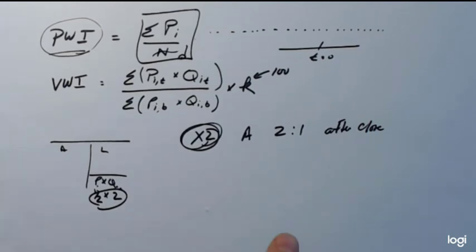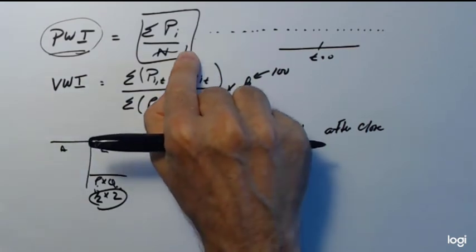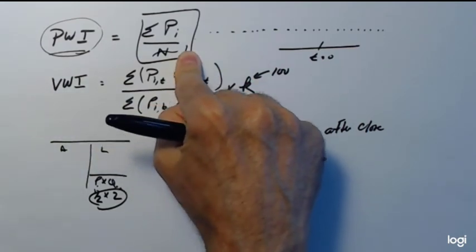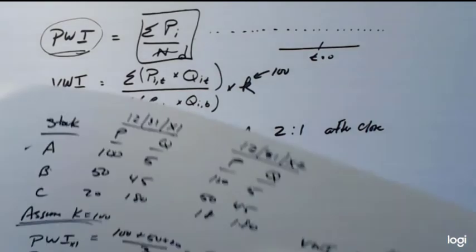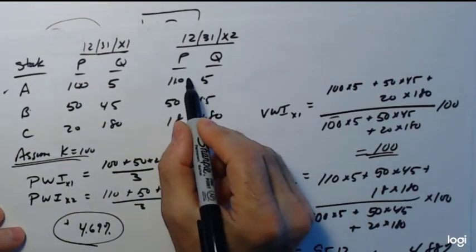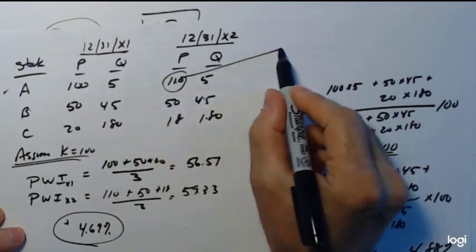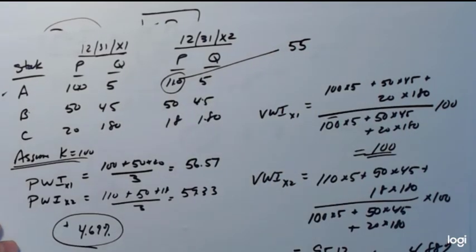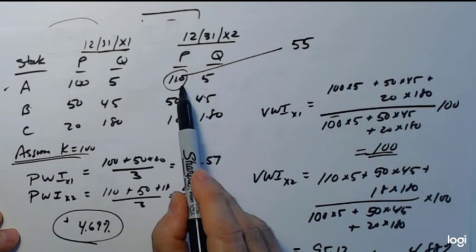And so now we need to make an adjustment for this divisor. Okay? So what happened? Well, let me lay this over for a second here. So what we're saying is, look, this stock is now worth 55.